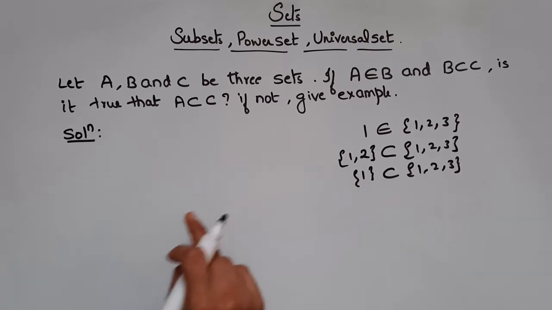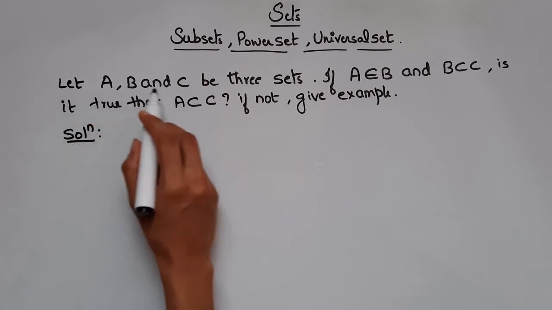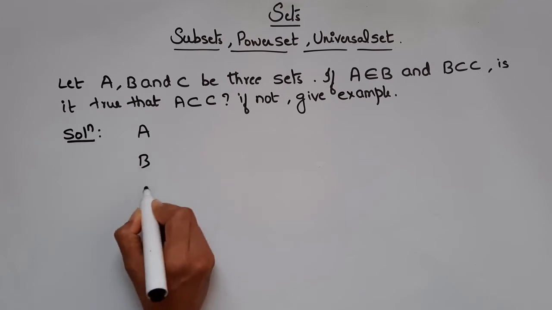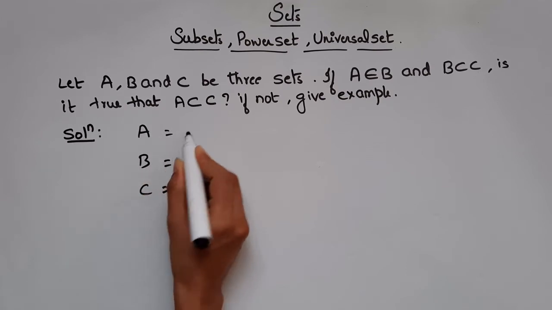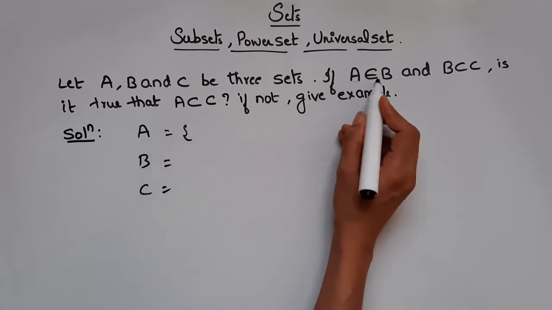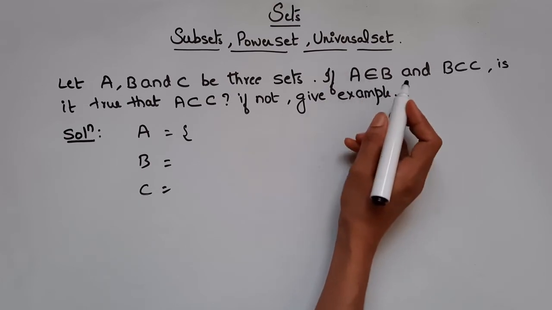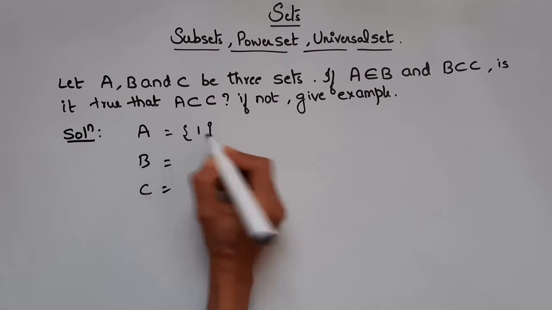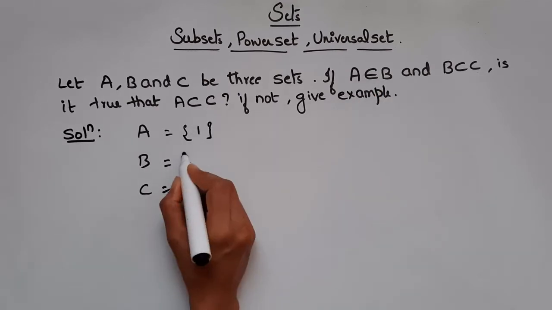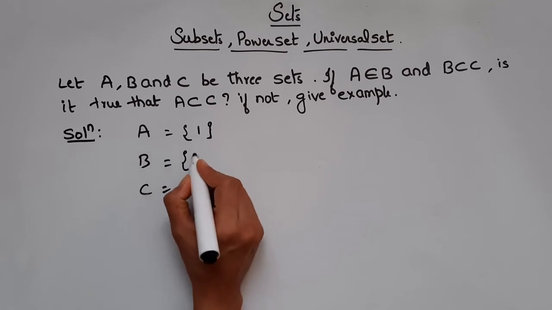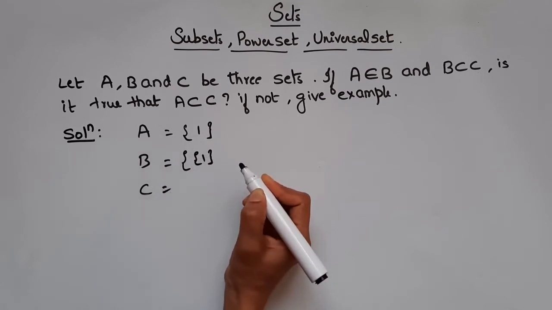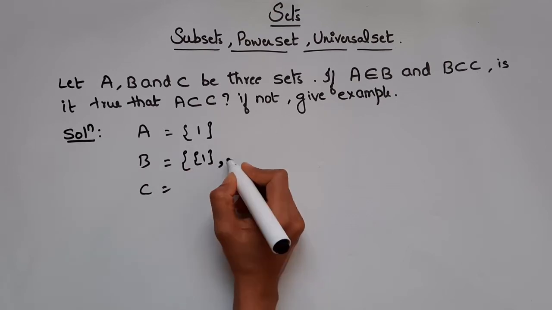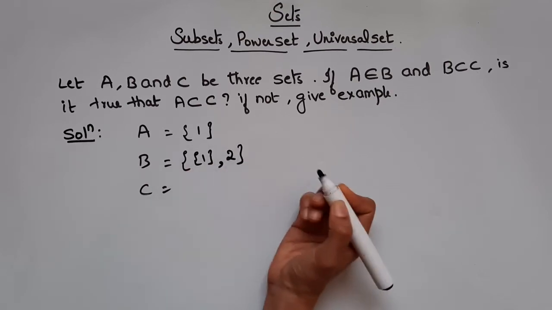Let me erase this. So here we have, let A, B and C be three sets. If A belongs to B, here A is the element, right? So let's take a set A as 1. A belongs to B means in set B, we should have this A. So this is the element, right? And let's take another element 2.